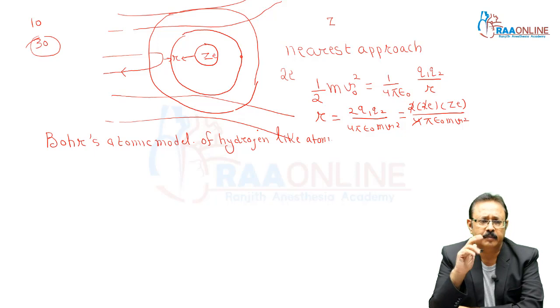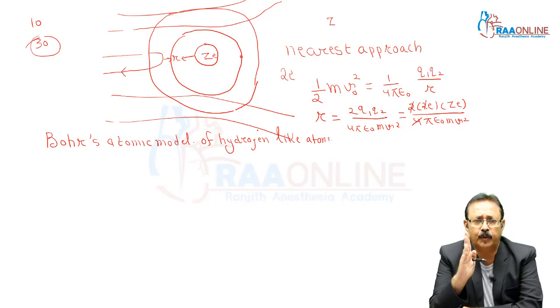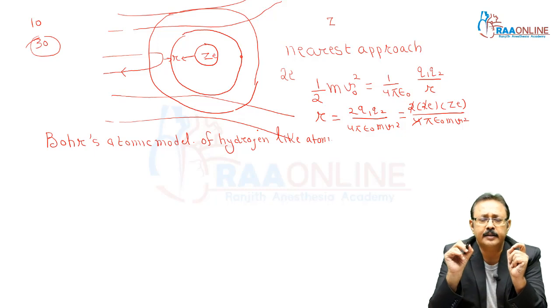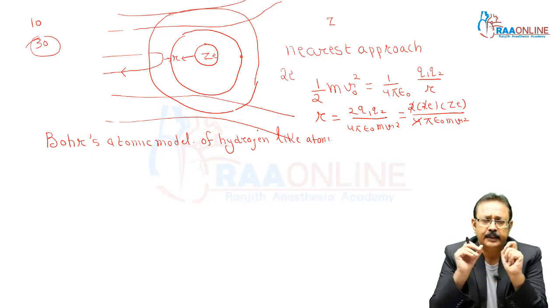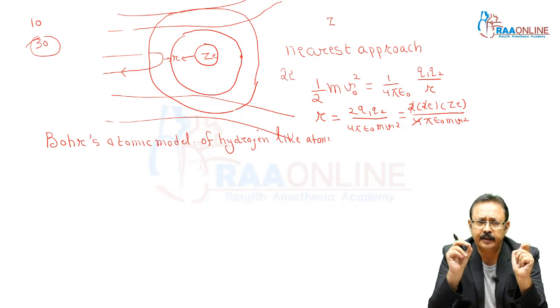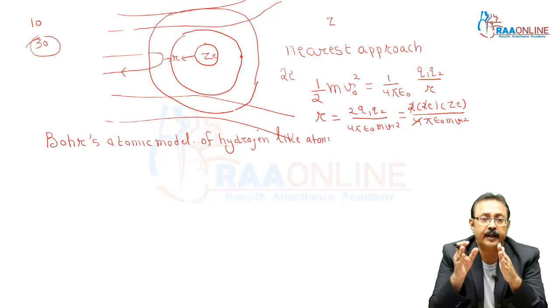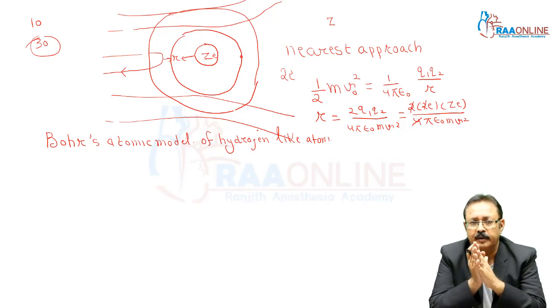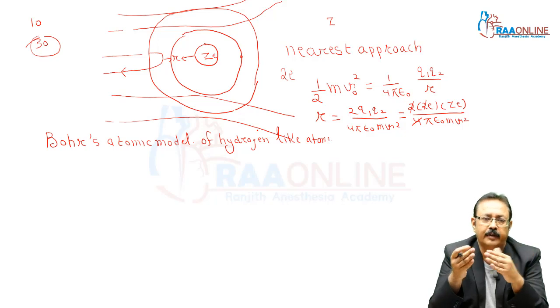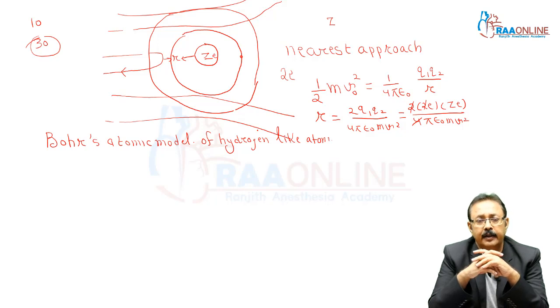What is happening? Bohr put some postulates that electrons are moving around the nucleus in fixed energy levels. Neither are they radiating energy nor absorbing in the simple case, but if they are getting energy from an outside source, then they will jump to a higher energy level. But when they are simply revolving around the nucleus, they are not radiating any energy.